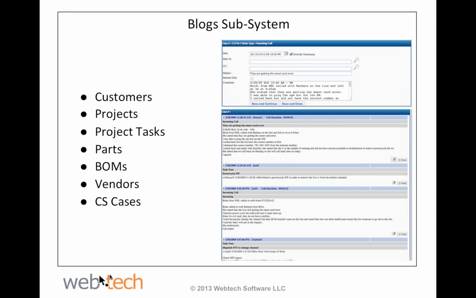And finally, in the customers, projects, tasks module, parts, bill of materials, vendors, and customer service cases, the blog subsystem exists. So you can continue to work on your projects and maintain a blog of all the communications back and forth. Now this does integrate with email. So if somebody is not on the system, they're not excluded. They'll still be able to blog through email, but it does give you a central location to record all of the communications and changes and actions that are happening within your project.